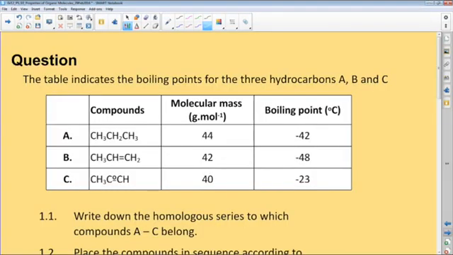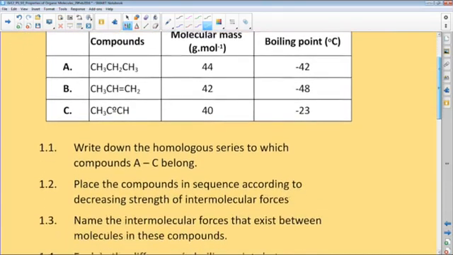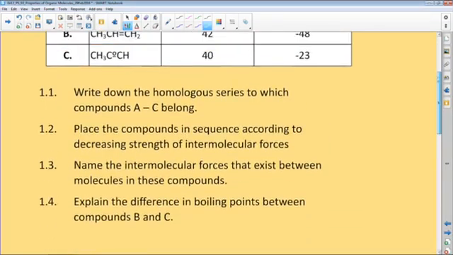Right, grade 12s, I really hope you are ready to tackle this. So now I have a problem for you, and we have a table that gives you the boiling points of 3 hydrocarbons, A, B, C. So there's a whole bunch of stuff here. This is why the naming from last week is so important. And then I have a whole bunch of questions. There are 4 questions we're going to want here, okay?